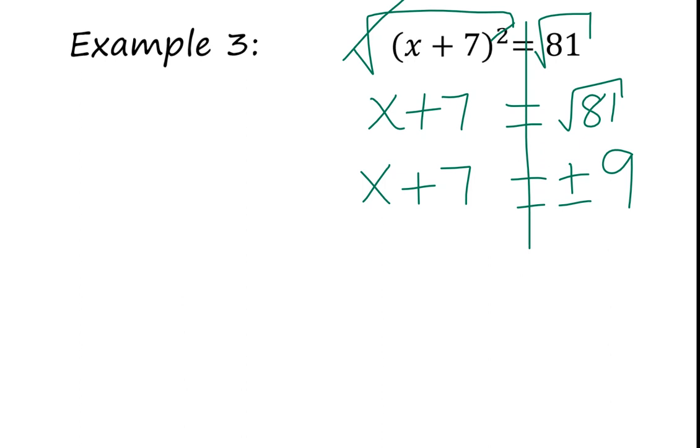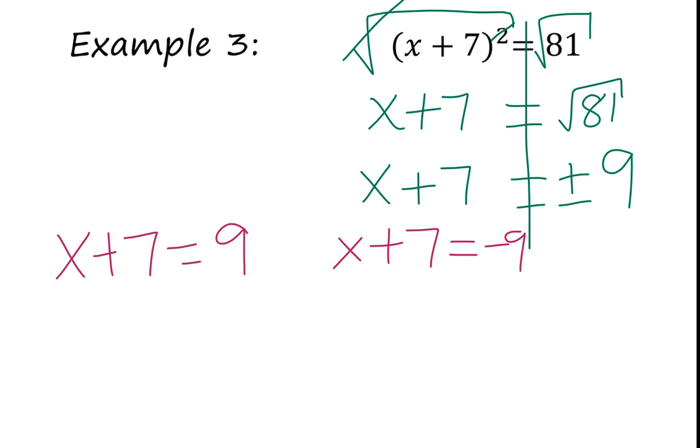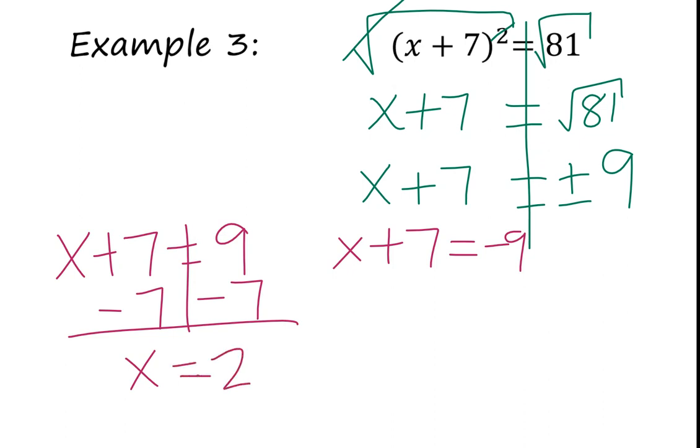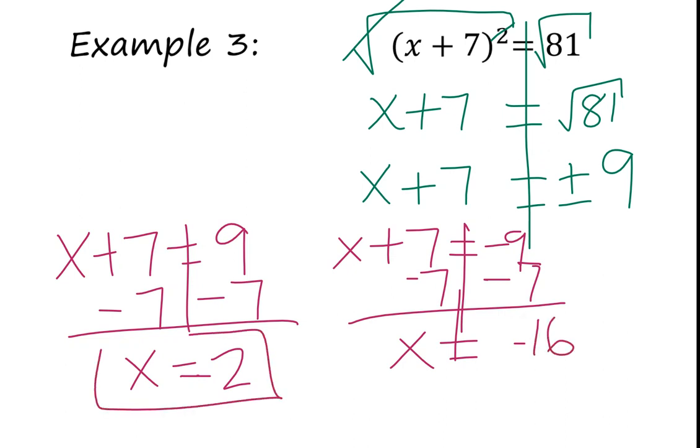I'm going to have x plus 7 equals a positive 9 and x plus 7 equals a negative 9. So I subtract 7 on both sides. When I do that, I get x equals 2. That's my first solution. When I subtract 7 on the second equation, I get x equals negative 16. So these are my two solutions. And that's how you solve a quadratic equation using square roots.